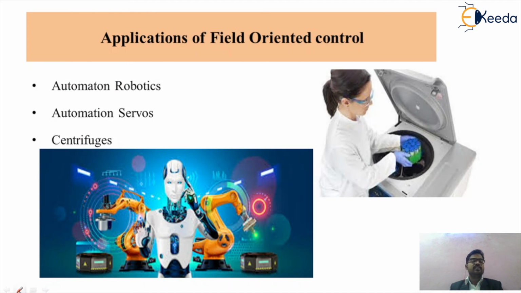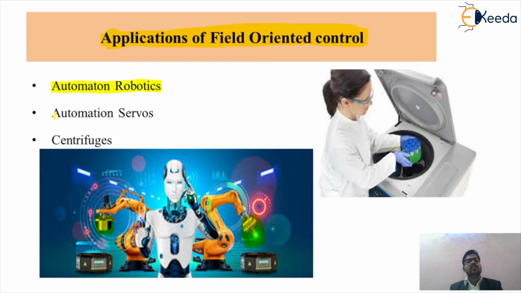After that, friends, we can understand the different applications of field-oriented control. Basically, the field-oriented control scheme is applicable in most industrial applications. The first industrial application is automation robotics. In robotics, as we know, different robots are used for different machining processes. For the sake of controlling that, we use FOC, the field oriented control scheme, for the induction machine or the different types of machines used in industry.